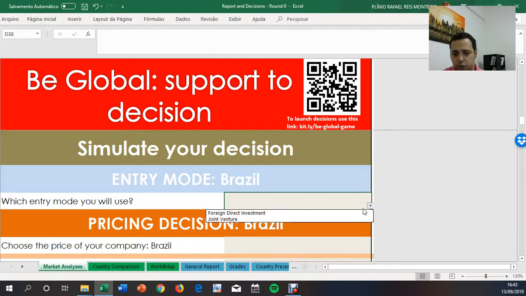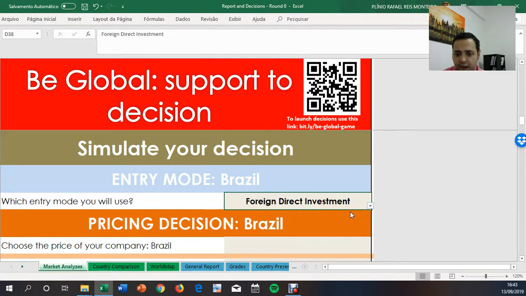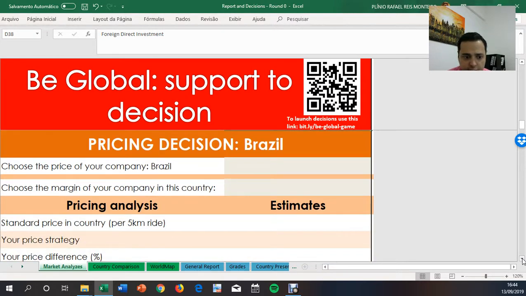The first one, foreign direct investment. Basically, you are going to invest everything by yourself in the country. And remember that it's mandatory to use this option in the first round. So, as we are in the first round, there's no other way to choose a different option. So, I will just put here foreign direct investment. And now, we are moving to the pricing decisions.